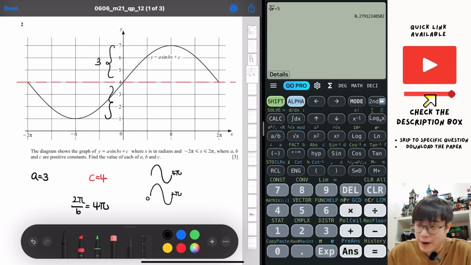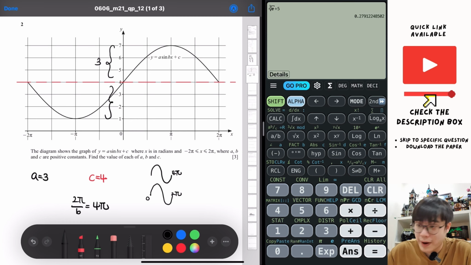This is your A, this is your C, this is your B. So the formula, the 2 pi over b, there's actually a fixed formula for you to identify the period. And the sequence that would do it is to identify the vertical translation, followed by amplitude, then the last thing is to calculate the period.